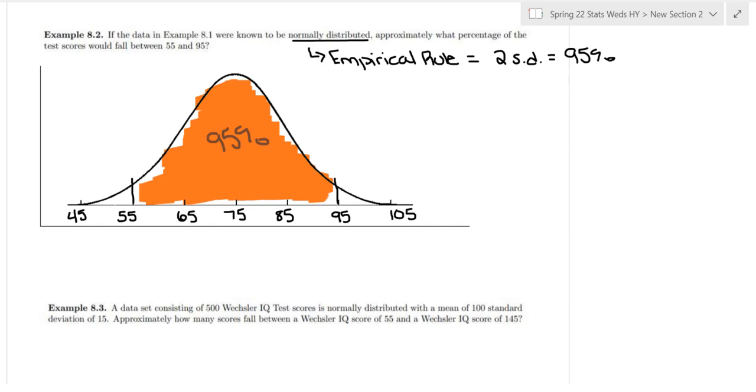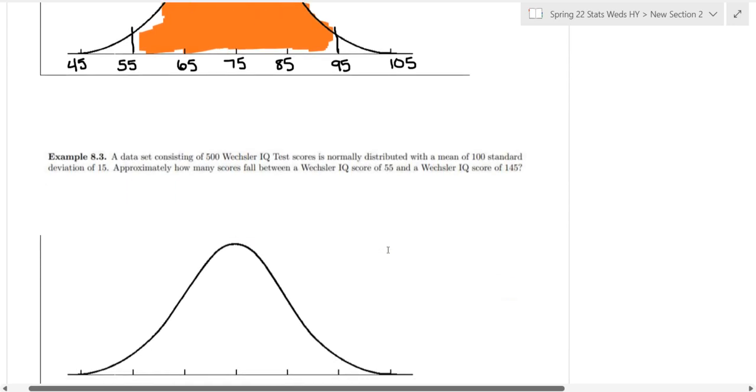So let's look at, we've got a couple more examples with doing this and some practice problems. I don't know if we'll get to the practice problems. We'll try.